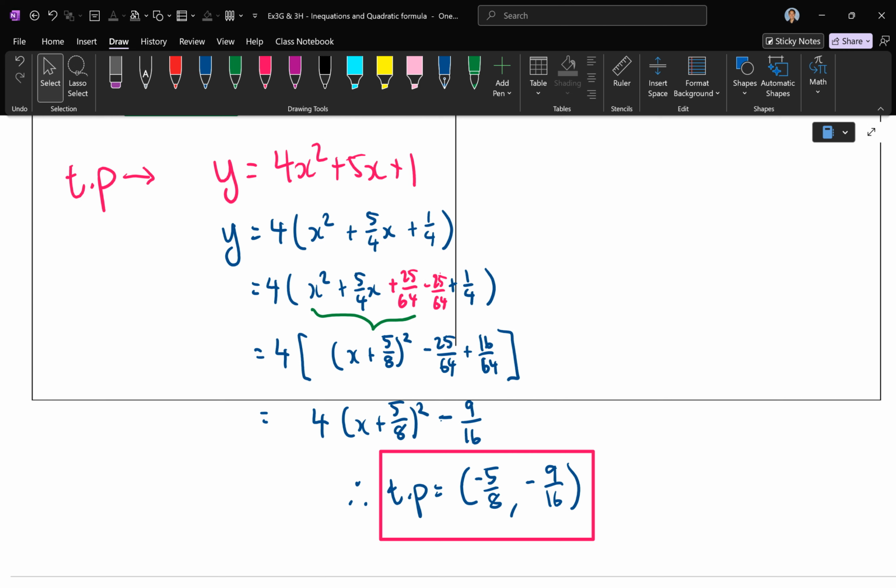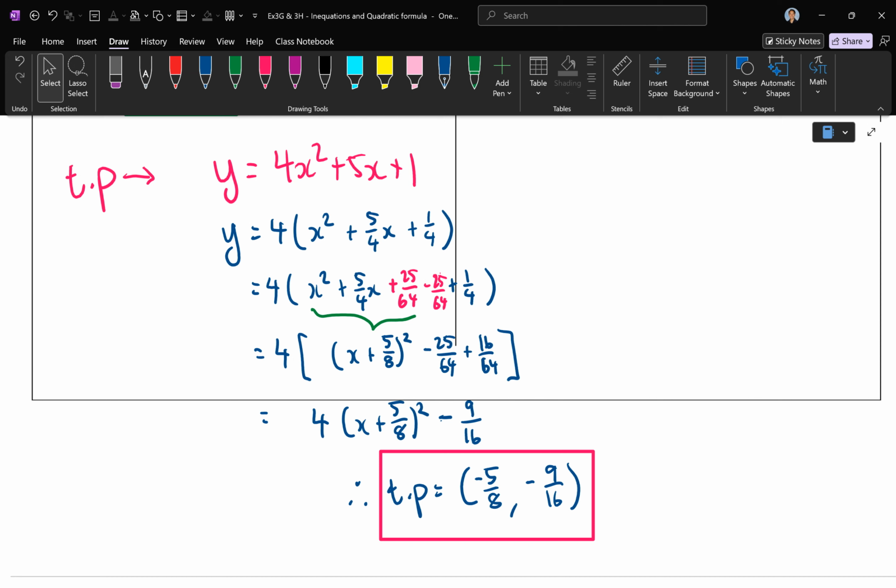Then from here, I did completing the square. So I said, you got x squared, you got 5 on 4x, and you got the plus quarter. What do you need? Well, we know that what goes in the brackets is half of 5 on 4. So half times 5 on 4, 2 times the 4 gives you the 8, and the 5 stays at the top. If it helps you, when you half, you just change the denominator, just times that by 2.